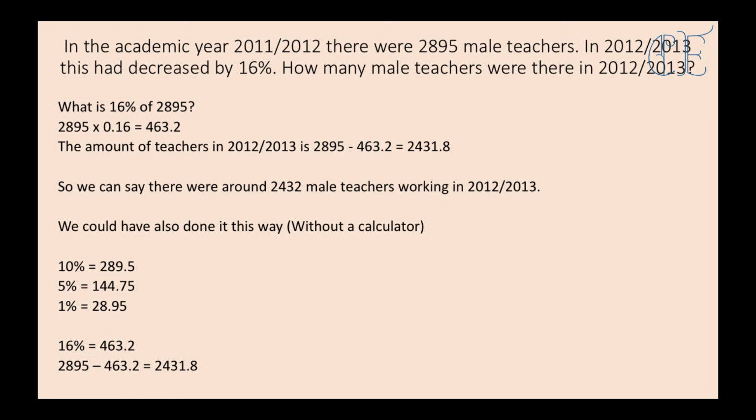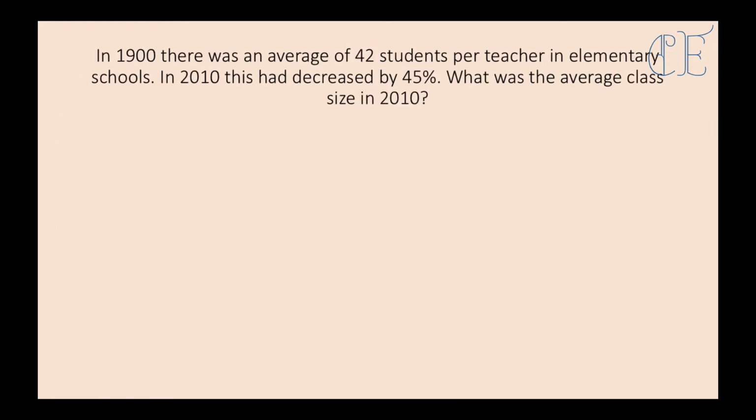Let's look at the second question. In 1900, there was an average of 42 students per teacher in elementary schools. In 2010, this had decreased by 45%. What was the average class size in 2010? So all you need to do is look at the number of students and find 45% of them. So 45% of 42. What is 45% of 42?